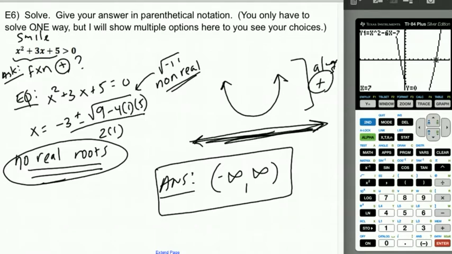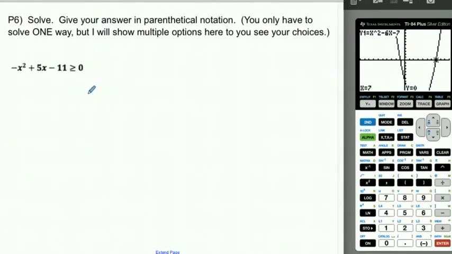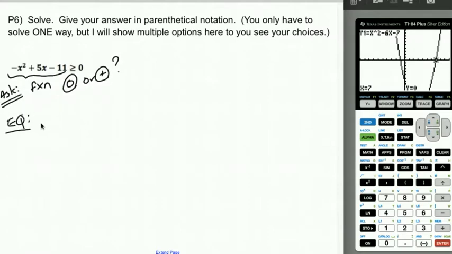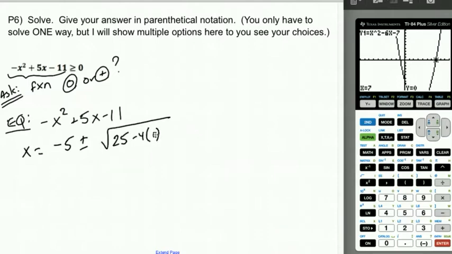So let's go ahead and try P6. Same idea. This is another one that's not going to factor. So this is asking me, when is this function 0 or positive, right? That's what greater than or equal to 0 means. So that's what I'm being asked. So I noticed that when I look at the equation, it does not factor, right? Negative x squared plus 5x minus 11. So I go ahead and use the quadratic formula, and I'm going to get negative b plus or minus the square root of b squared, which is 25, minus 4 times a, which is negative 1, times c, which is negative 11, all over 2 times negative 1.